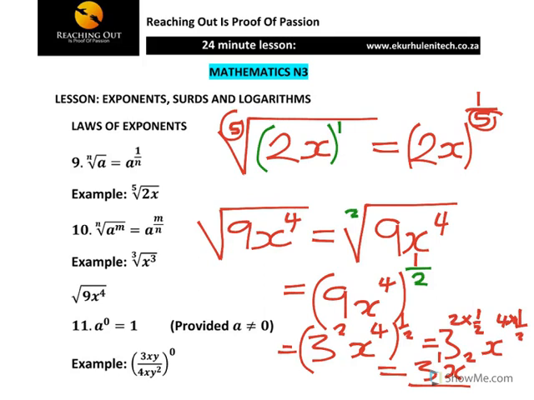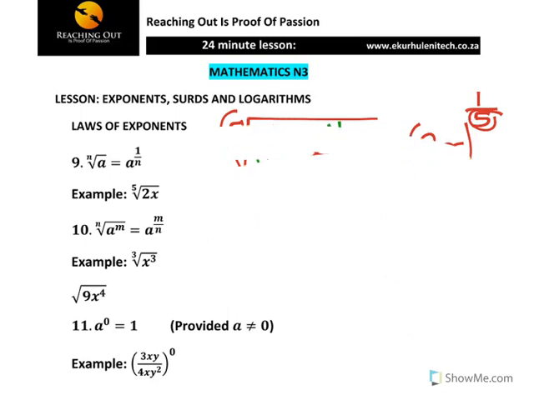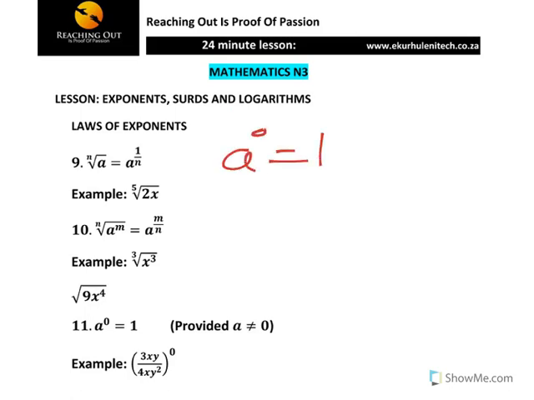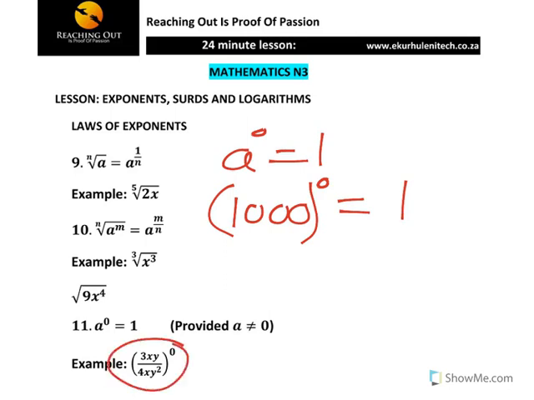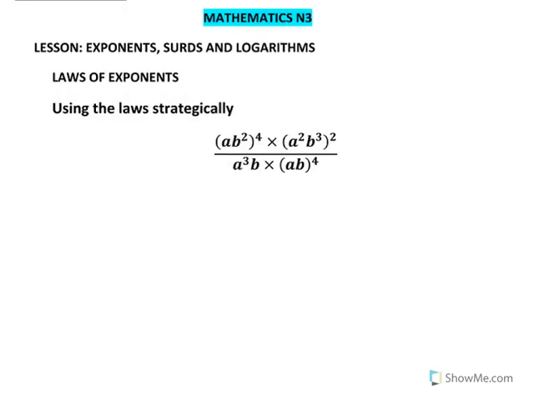And when you look at the last law that they are given there, before we look at other problems, what is the last law that they gave us? They are saying the last law is a to the power of 0 is equal to 1. Any number to the power of 0 is equal to 1. If they give you 1000 to the power of 0, it's 1. Hence, this number 3xy over 4xy squared. The moment you put a bracket and say to the power 0, it means everything to the power 0. You simply get a 1.